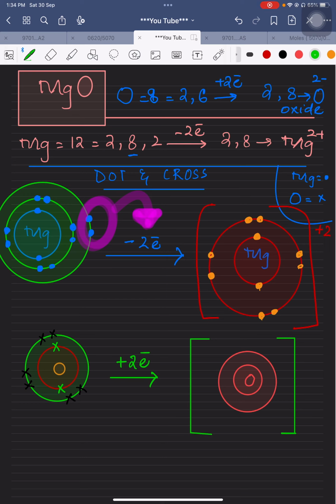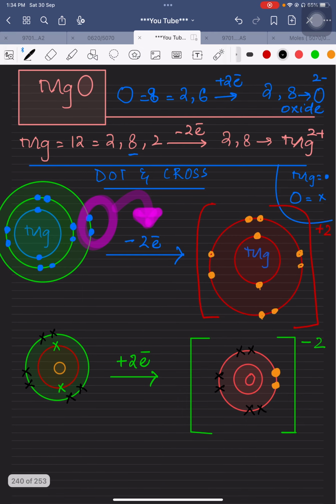A proper clear square bracket, okay, and it is -2. Why -2? Because it has gained 2 electrons. Here the crosses 1, 2, 3, 4, 5, 6, and then there are the dots. Where are these dots coming from? These dots are the electrons of magnesium which are gifted to oxygen to make it into an oxide ion. So this is what is called the oxide ion.